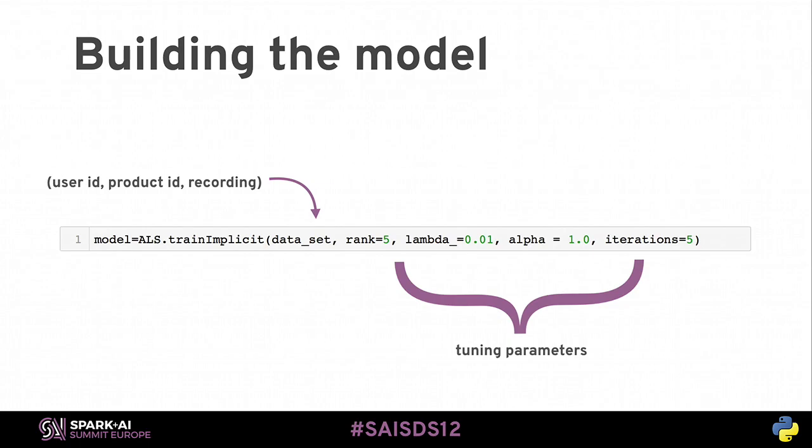Within the ALS class, there's this train implicit function, and it takes in a few arguments. So it takes in the data set in the form of an RDD. And again, as I mentioned earlier, any data that we can write in this form, user ID, product ID, recording, or user ID, product ID, rating, we can use this function for. We've also got some tuning parameters there. So in our case here, the recording is the number of times that the user has listened to that artist. Just in terms of building a model, if we build a model on that data set with 17 million rows in it, on my laptop, it takes about 2 minutes.